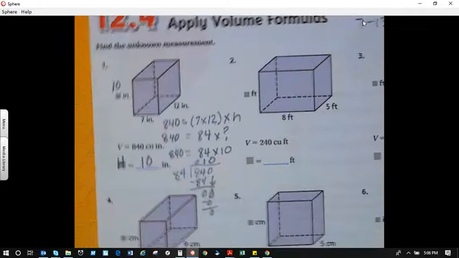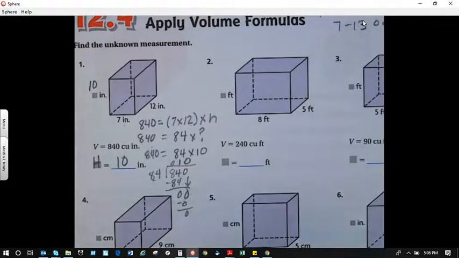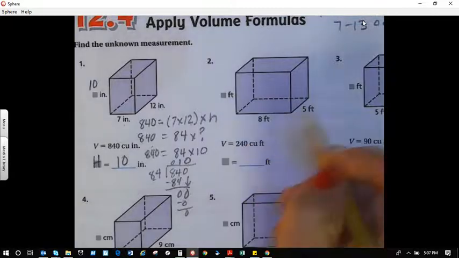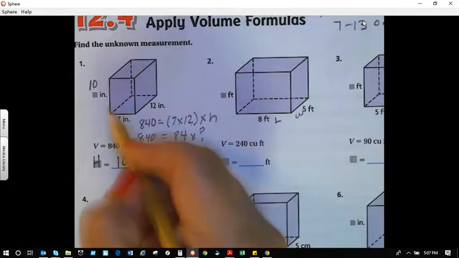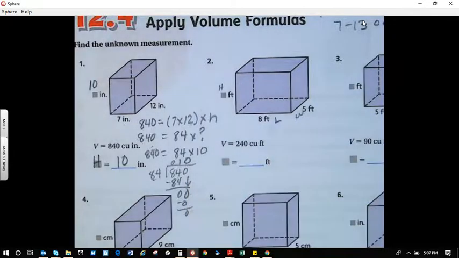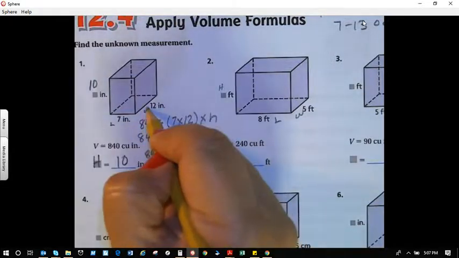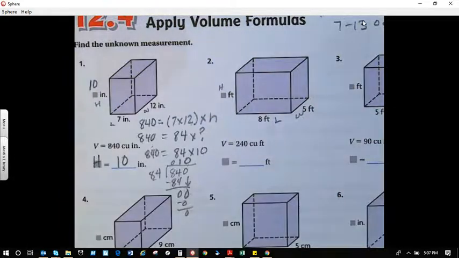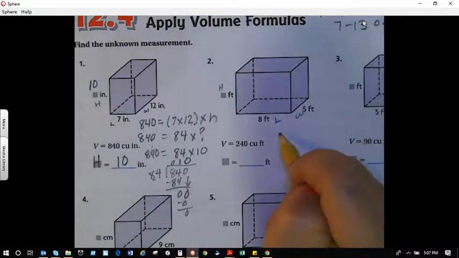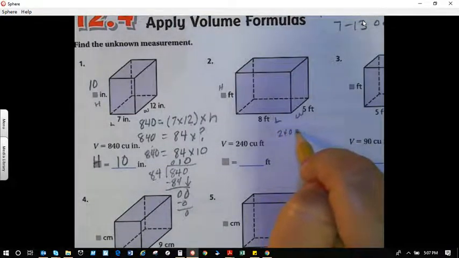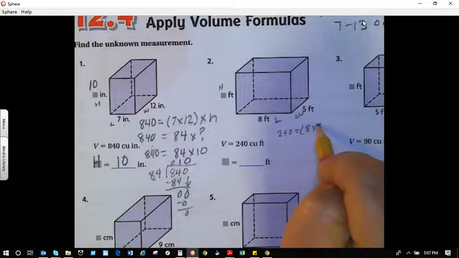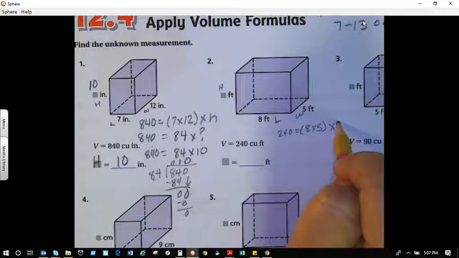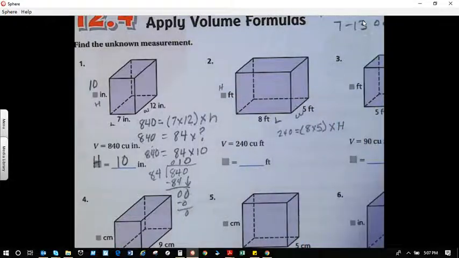All right, number 2. Some of you may have been watching when we did this in class, and it's helping out some other students. Again, my volume is 240. I have my length and my width, and I did tell you to make sure that you label it. My height is the missing or unknown measurement. So I have 240 equals 8 times 5 times something, because this is what we're looking for. So I'm looking for h.